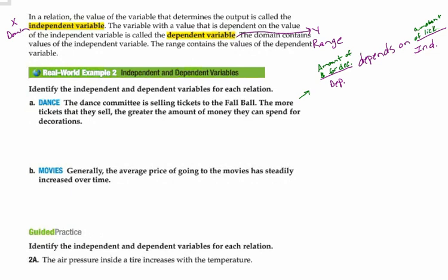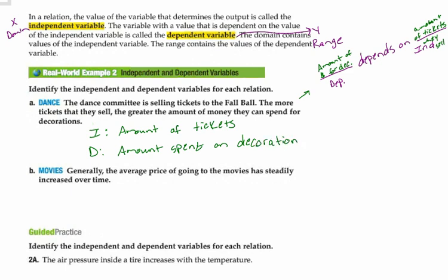Okay, so completing a sentence, I can see that that's my independent value. Okay, I'm going to stick that we sold 300 tickets into my little function machine, and it's going to tell me the amount of money I have for my decorations. So independent is the amount of tickets, and dependent is the amount spent on decorations. Okay, sometimes looking at that little filling in the blank does help.